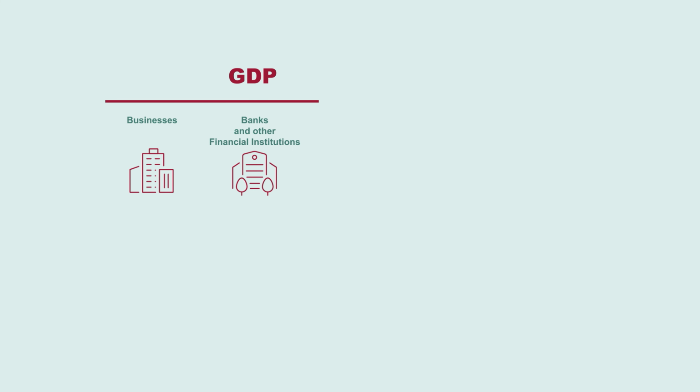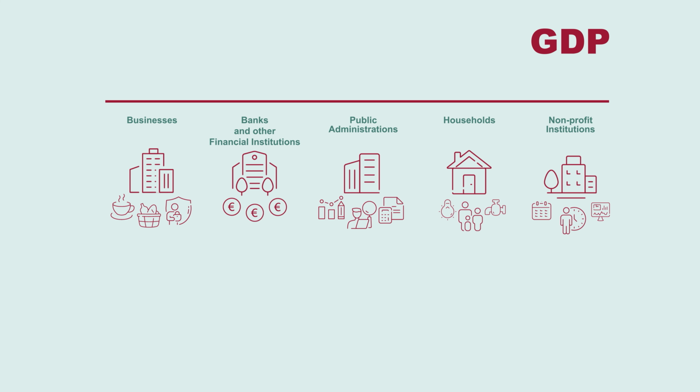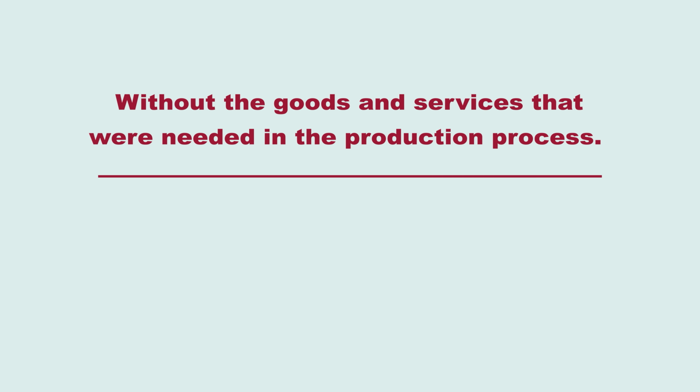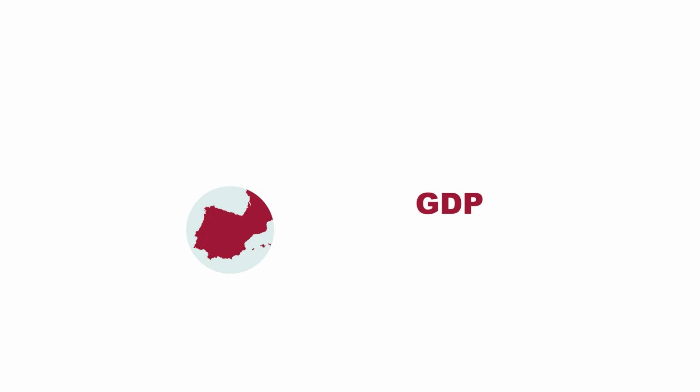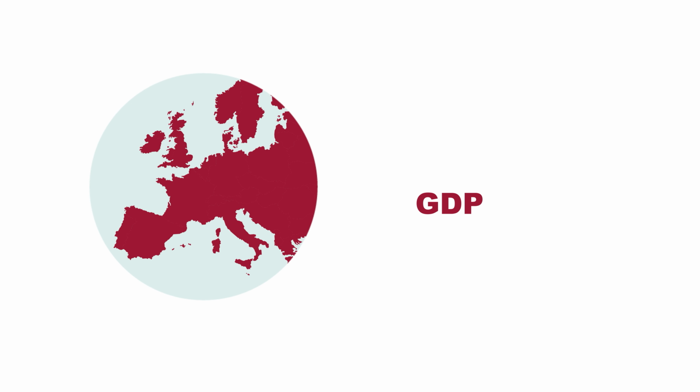Businesses, banks and other financial institutions, public administrations, households and non-profit institutions, as well as relations with the rest of the world. This wealth is not the production of goods and services itself, but that production minus intermediate consumption, that is, without the goods and services that were needed in the production process. In other words, it summarizes the wealth generated over a given period. GDP is the central reference for economic decisions, both at national and European level.